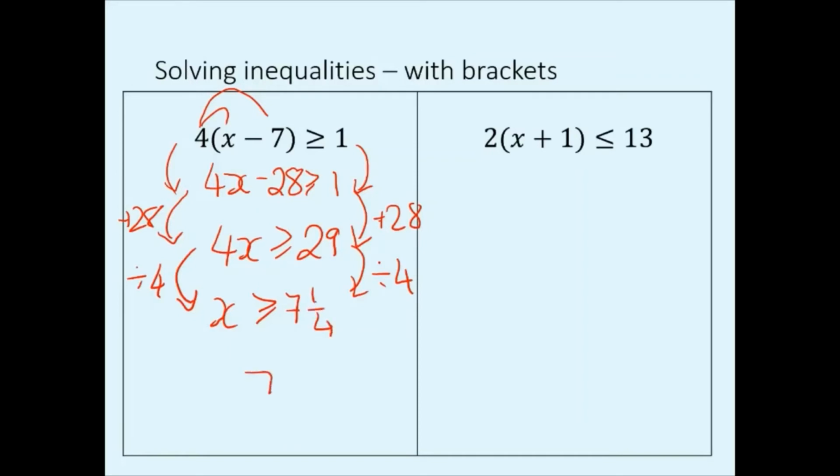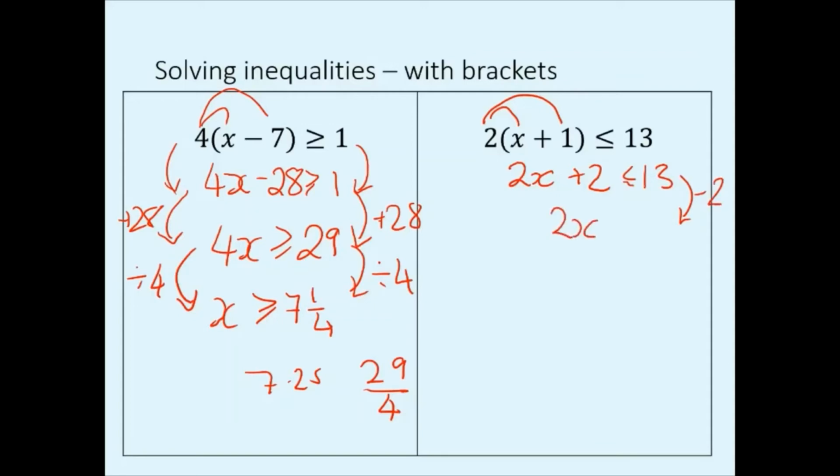You could have also had 7.25. You could have also just left it as 29 over 4, depending on what the question said. Any of those answers would normally be acceptable. On this side, again, I'm going to start simply by expanding my brackets. That's my 2x, and my 2 times 1 is 2, is 13. I'm going to subtract 2, which gives me 2x is less than or equal to 11, and therefore x is less than or equal to 5.5, and you can write that however you see fit.